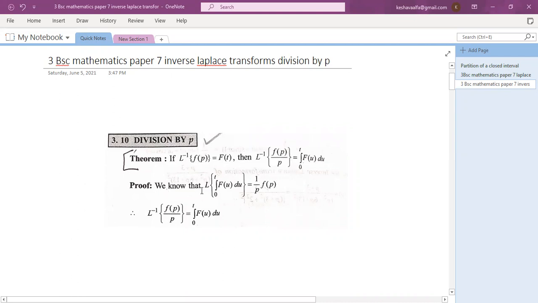In Laplace transform, L of integral 0 to t f of u du is equal to 1 by p f of p. Using this formula, apply L inverse on both sides. That is, L inverse of f of p by p is equal to integral 0 to t f of u du. So the main formula, the division by p formula, is L inverse of f of p by p is equal to integral 0 to t f of u du. So remember this one.